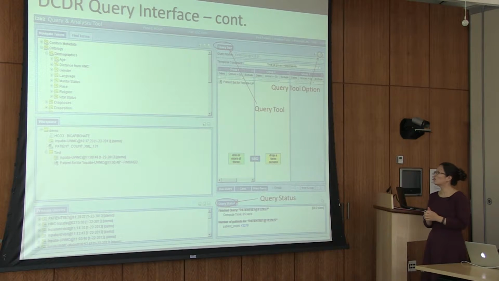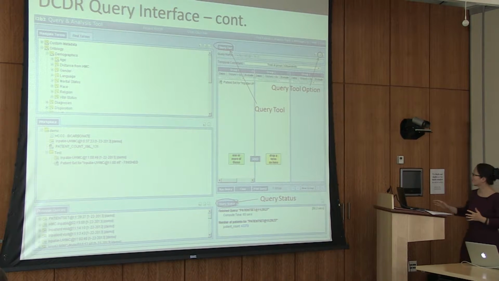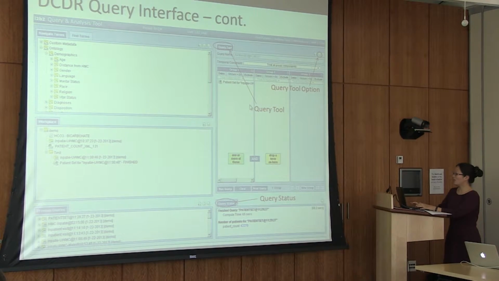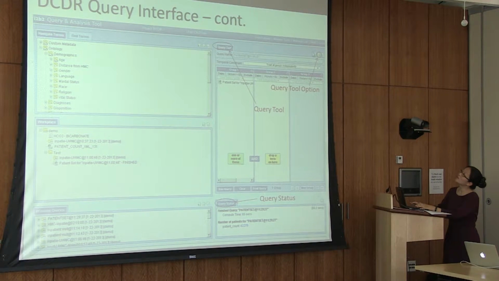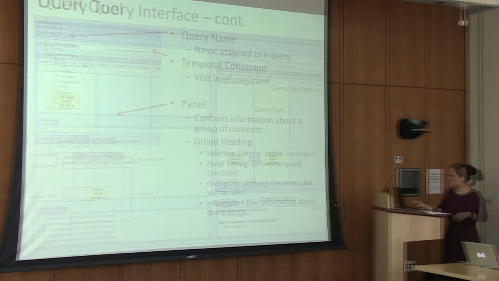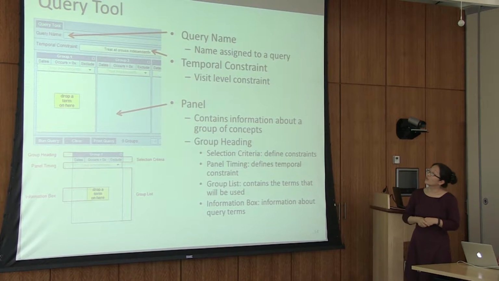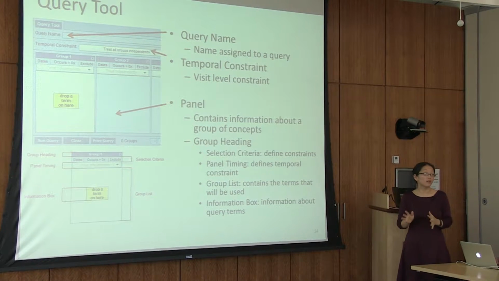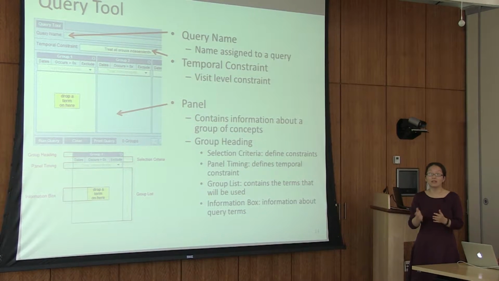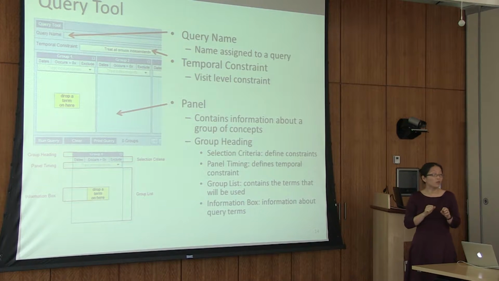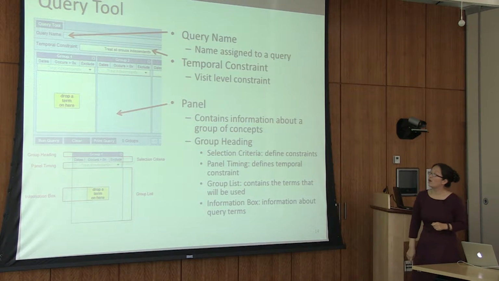Next part is how to run a query. If you found the right item that you wanted to query on, you have to actually put those items into these query boxes. So this is the query window. They do have query options and query tools. Just to give you an orientation of what they are, there's a query name. Temporal constraint, I will explain what that means. Panels are where you can drag and drop the concepts you find, like ICD-9 code concepts or the name of the organism that you find. And each of the groups has different options.